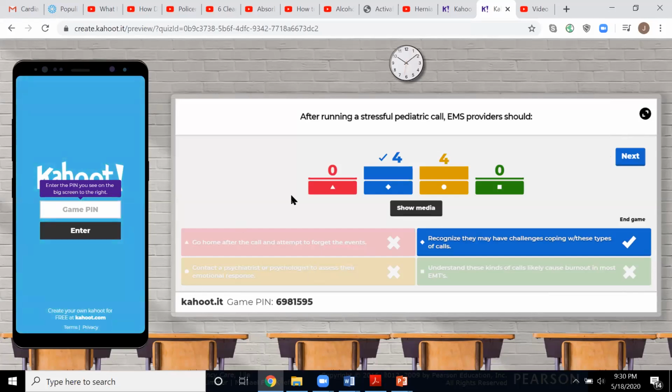My apologies. So, see, after running a stressful pediatric call, EMS providers should recognize they may have challenges coping with these types of calls. The other one is contact a psychiatrist or psychologist to assess their emotional responses. Yeah, now that's what you would do if you do have challenges coping. So the best answer would be this one right here. That is the best answer.